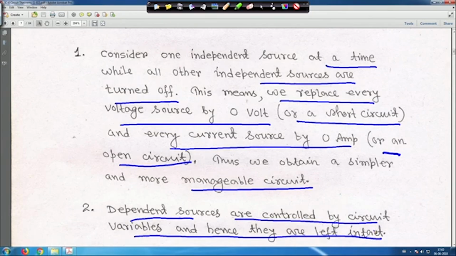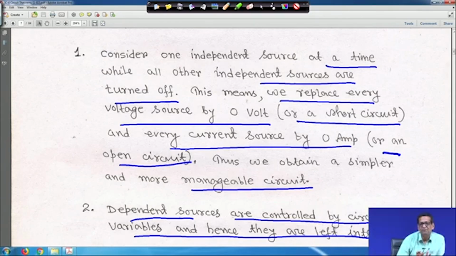If dependent sources are there, you just cannot turn them off, right, because their values depend on the currents or voltages. So, they will remain intact. How, we will see later.